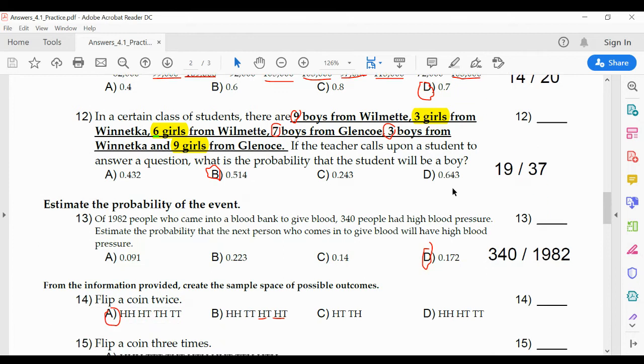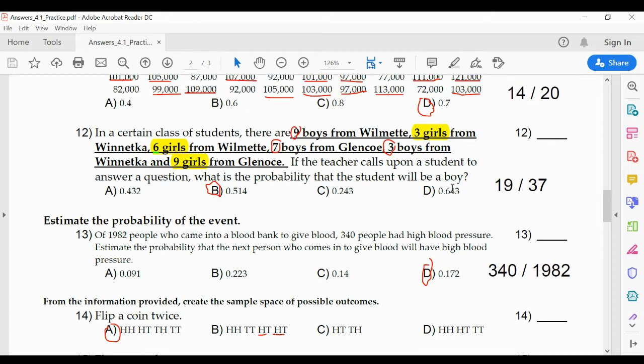In a certain class of students, there are 9 boys and 3 girls, and these, can you pronounce these cities or where they're supposed to be? Anyways, he's asking us here, what's the probability the student will be a boy? Well, first thing, what's the total number of students? If I add the number of boys with the number of girls, I get 37. That's the sum of boys and girls. Now, out of those 37, how many were boys? 9 and 7, and 3 more make 19. 19 out of 37.